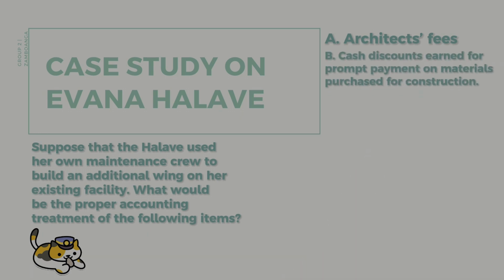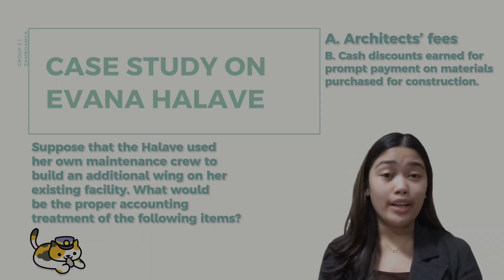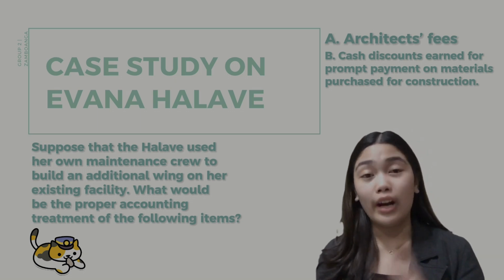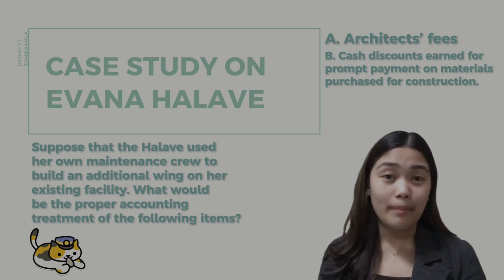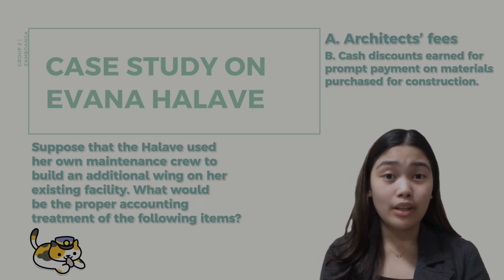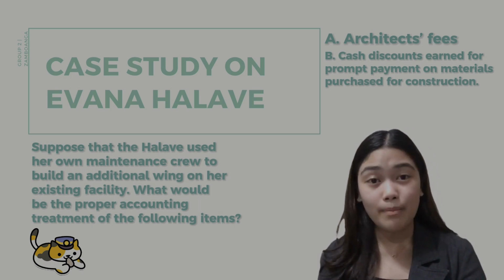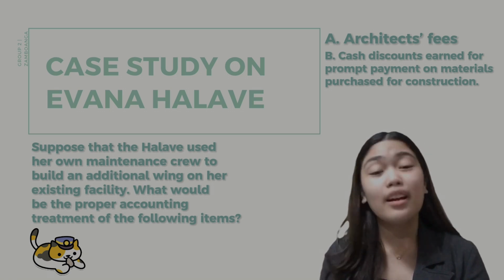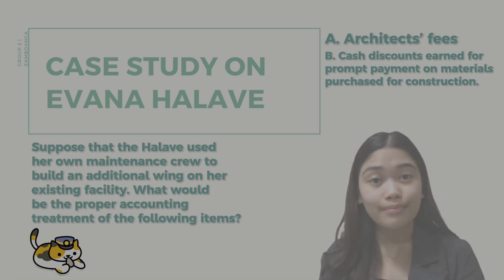Cash discounts earned from prompt payment on materials purchased from construction. In a scenario wherein cash discounts are involved, there are two ways to record it: the net method and the gross method. The net method involves recording the discounted price as is, and the gross method records the discounted price along with the amount discounted.